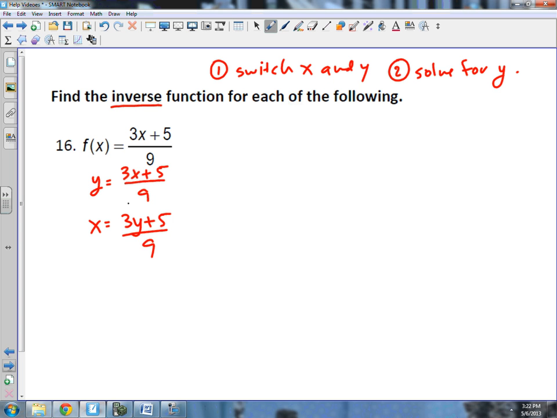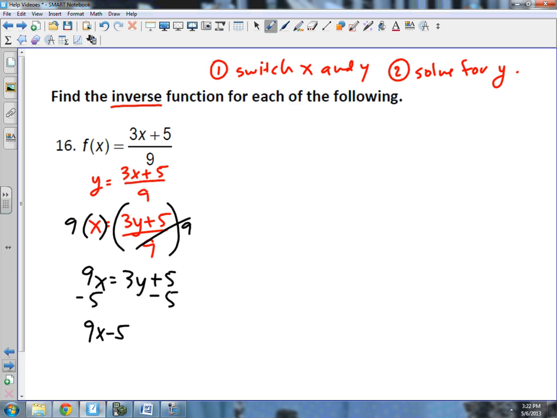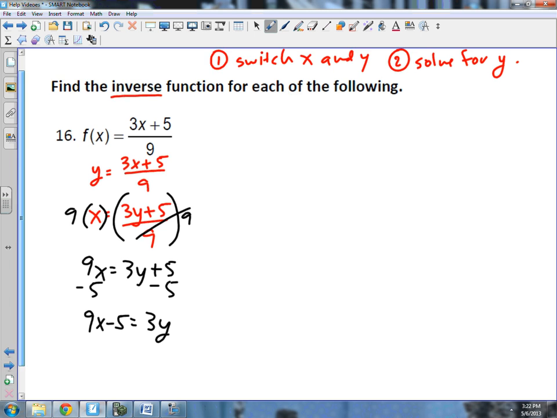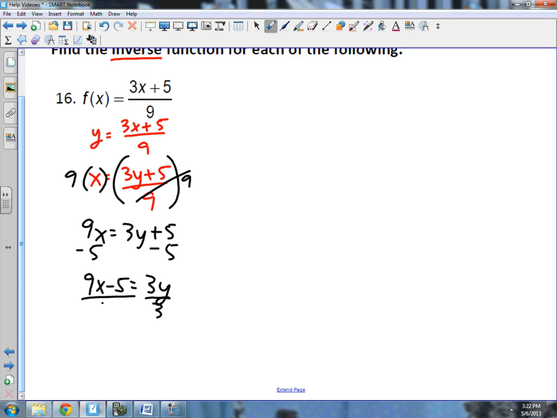So I'm going to change markers and just do the rest of this problem, because the rest of this is just algebra. So I multiply both sides by 9. I get 9x equals 3y plus 5. I'm going to subtract 5. I get 9x minus 5 equals 3y. All right, get y by itself, divide by 3. So y ends up equaling 9x minus 5 divided by 3.